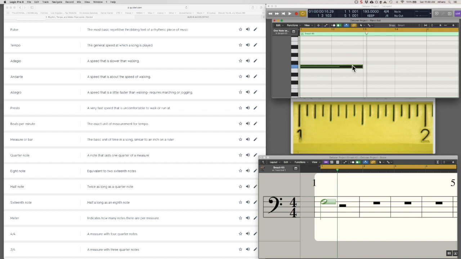Okay? This is called a half note. It lasts only half a measure. A whole note would last the whole measure. Here's the whole note.